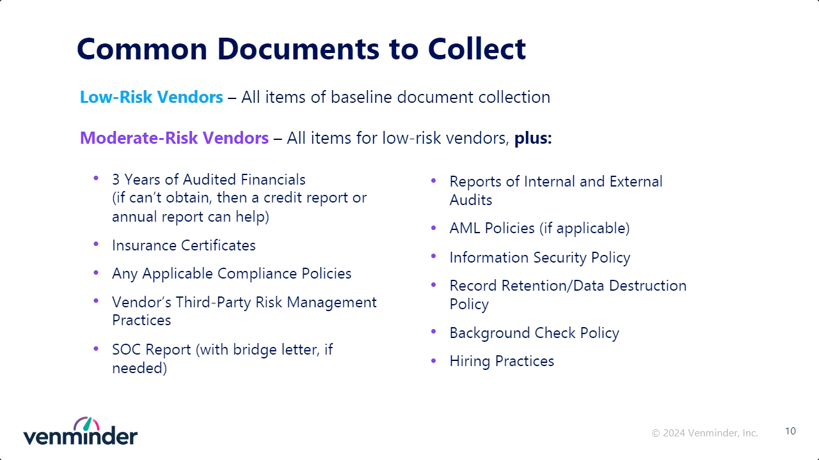But for moderate risk vendors, you'll need to start collecting more information in addition to that baseline due diligence. And this could include things like 3 years of their audited financials, insurance certificates, and maybe their third-party risk management practices, so you can evaluate how they're handling your fourth parties. You can also collect things like internal and external audit reports and any relevant policies, such as anti-money laundering, information security, and data retention and destruction.